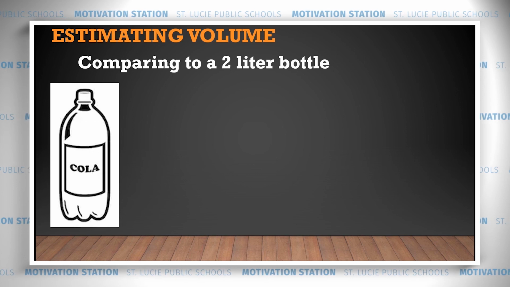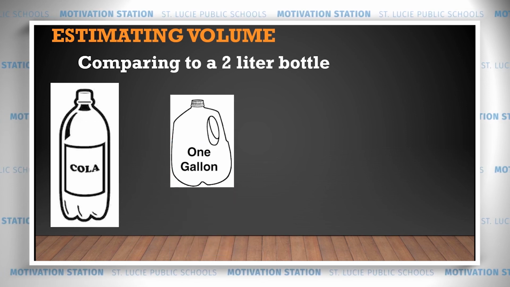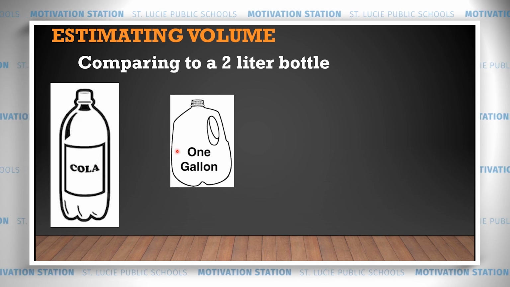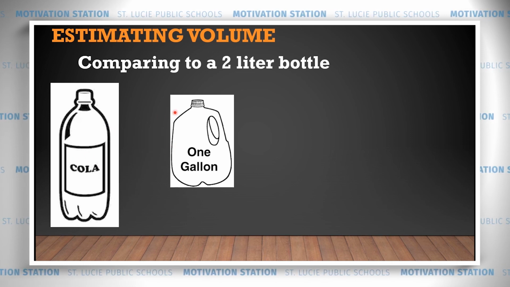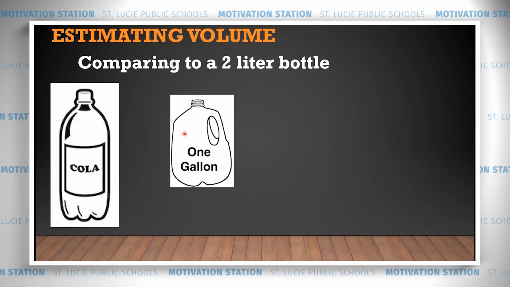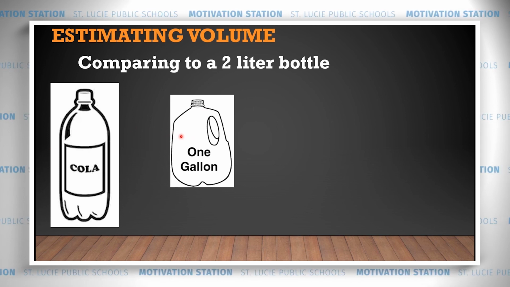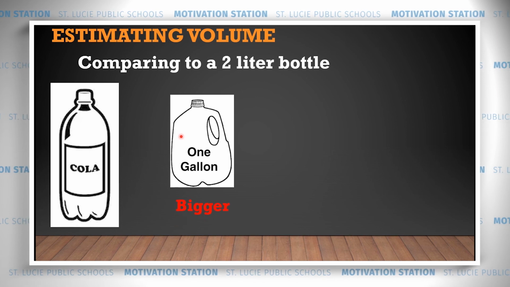The first thing we're going to look at is a gallon of milk. Now the sizes on the screen are not the same as they are in real life. So now you're going to have to picture a gallon of milk. Is it bigger or smaller than a 2-liter bottle? You guessed it. It's right. It's bigger than a 2-liter bottle.